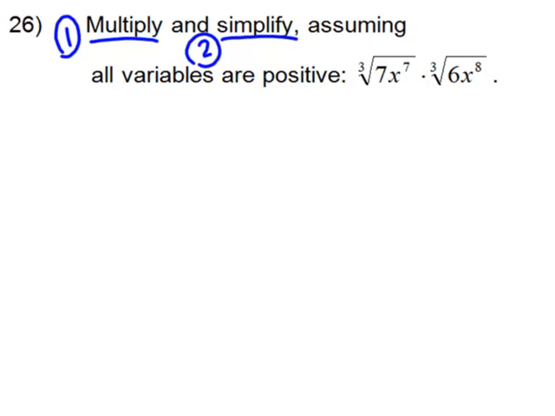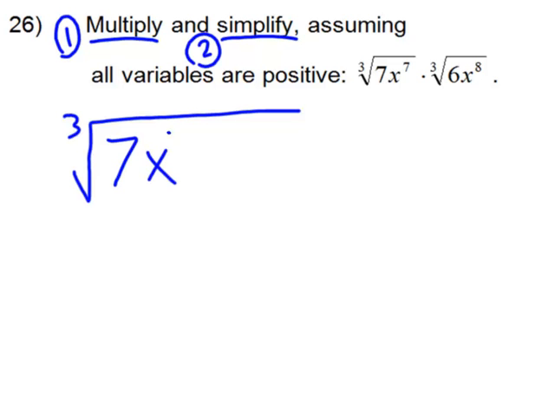The fact that they're actually the same means that I can just put them together underneath the same radical. So again, the fact that they're both cube roots means I can write one big cube root, and I can put 7x to the 7th underneath, and I can also put the 6x to the 8th underneath.